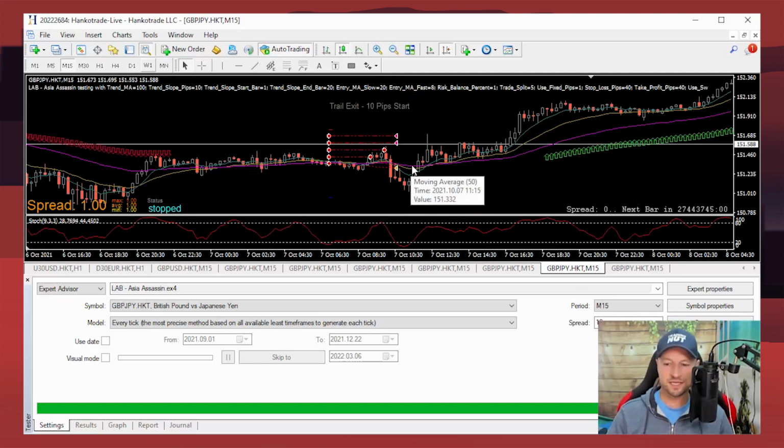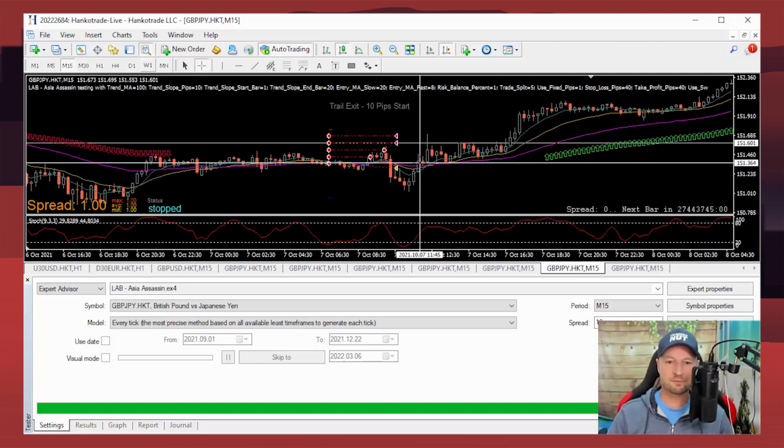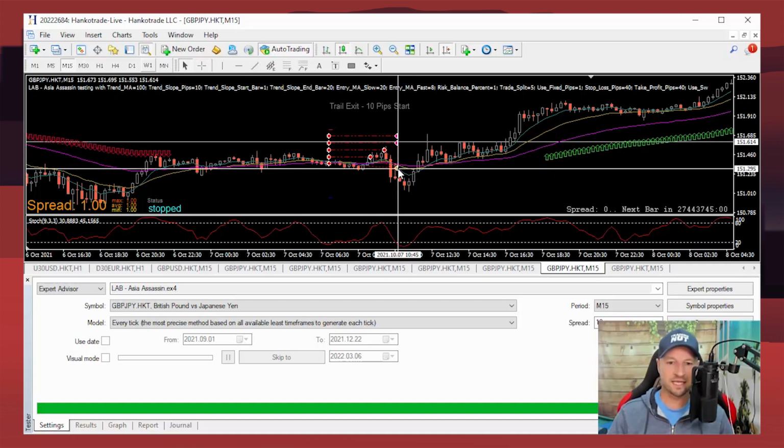The next one is the trail of the exit. So in this case, I've got it to start at 10 pips. It trails by 1 pip per movement. So at 10 pips in profit, we sort of ended up getting to about 20, and this gradually moves our take profit, our stop loss up and up and up, and gets us out at that level there. So that's trailing your exit there as well.